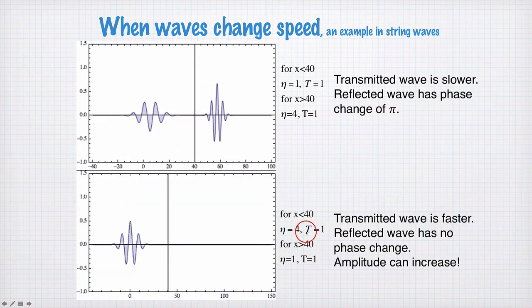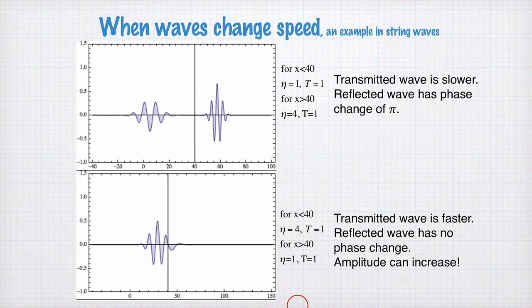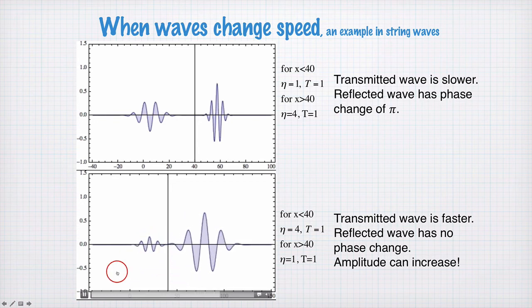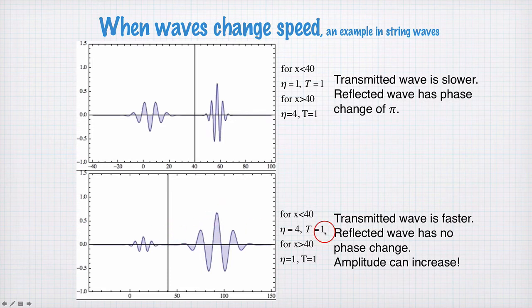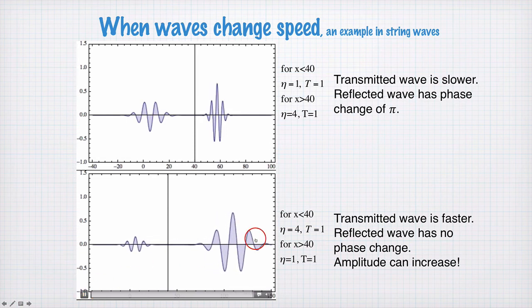What if we go the other way? So we start with a density of 4 and go to a density of 1. So we start off like this, hits the interface. We see now on reflection there is no phase change, so the big peak is still pointing up, and on the other side, the big peak is also pointing up. So we have the transmitted wave being faster now because it's in a lower density medium, and there is no phase change. So this is what we do if we just simulate this numerically.